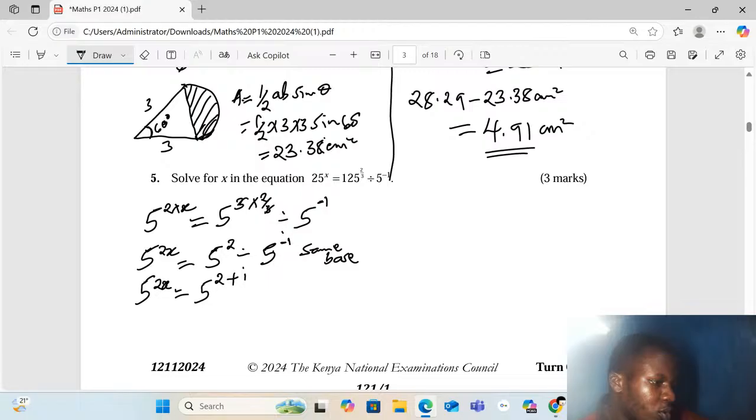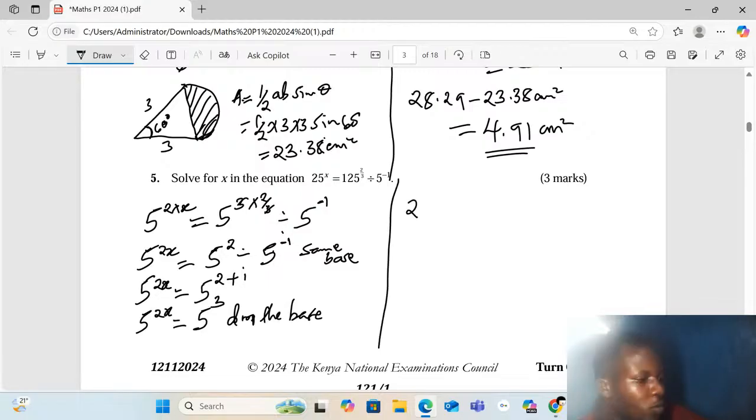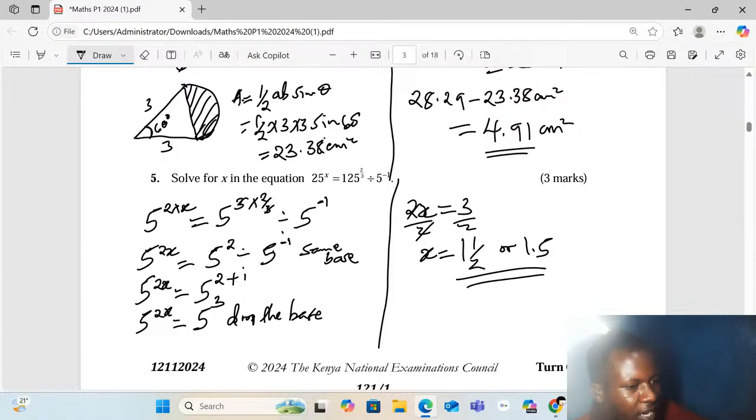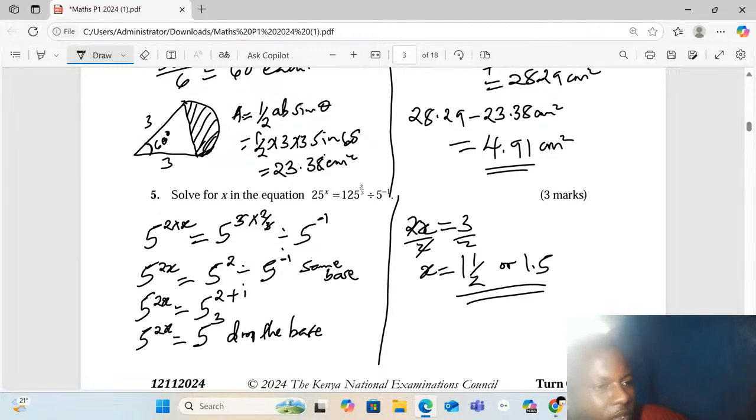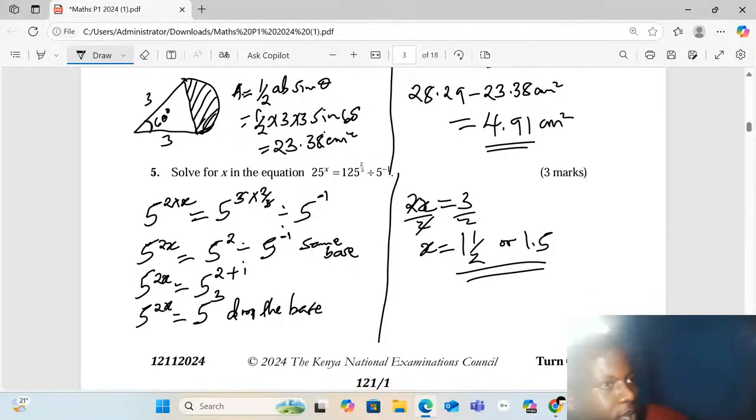So we have 5 raised to 3. We equate the powers now, 2x equals 3. So divide by 2, divide by 2. So x is equal to 1.5. So that is the value of x. That's simple. So you simply apply some laws of indices on such a question, then you get your 3 good marks. As simple as that.